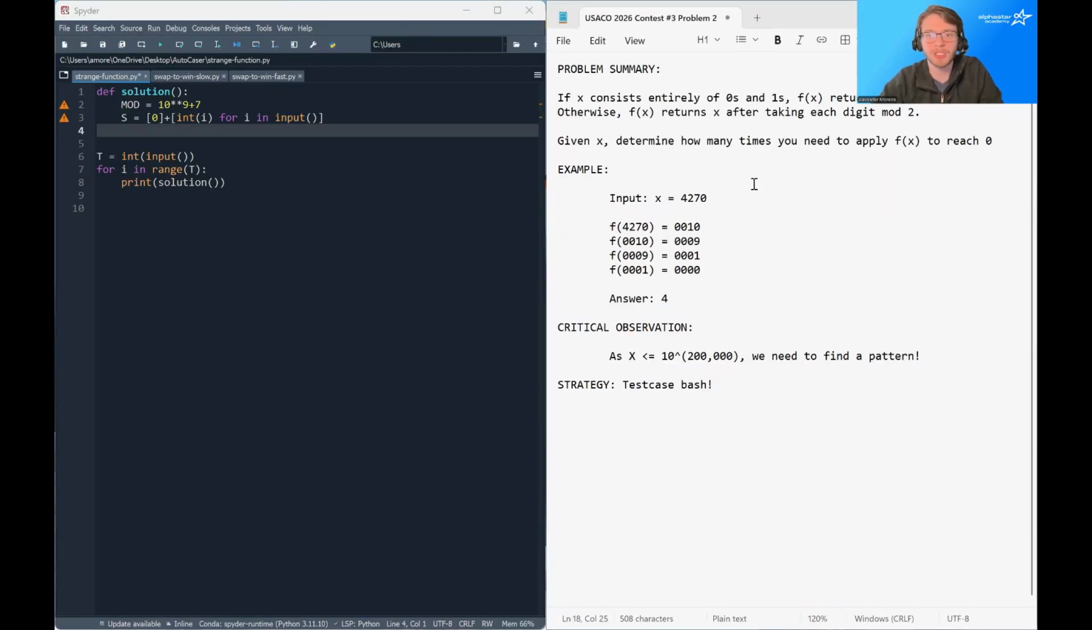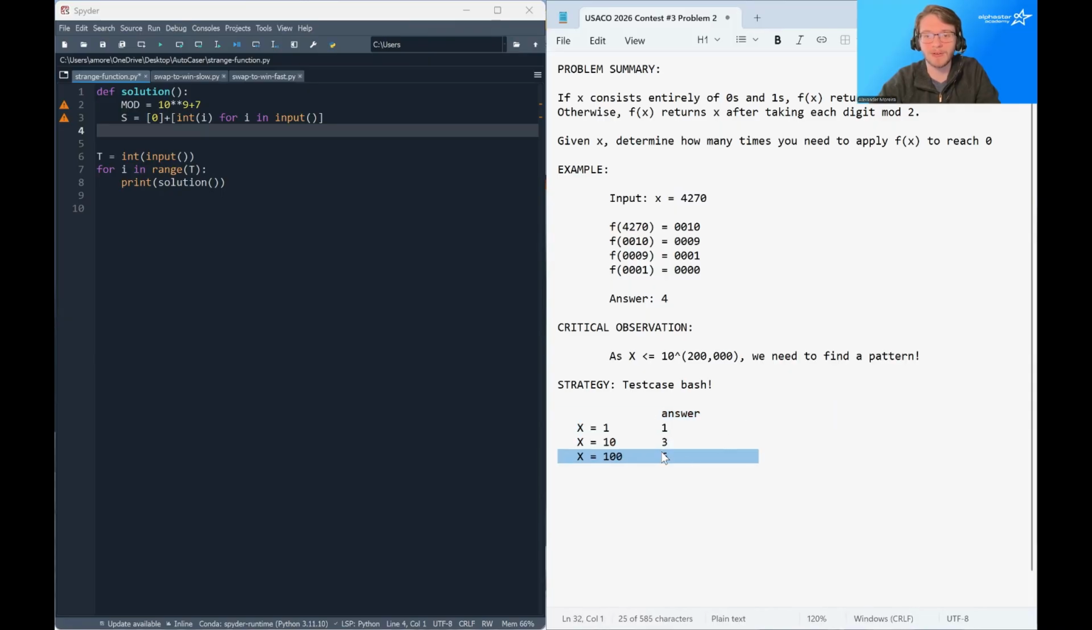In our test case bash here, the first thing that we want to observe is that we only need to analyze strings formed by zeros and ones. That's because any string that contains digits that aren't 0 and 1 will turn into a string of zeros and ones after at most one operation. So we'll apply the function and then we'll get a string of zeros and ones, and then we can see how many operations from there it takes in order to reach 0. So by only analyzing strings of zeros and ones, we can reduce the work we have to do by a significant factor. So let's start by analyzing a few test cases.